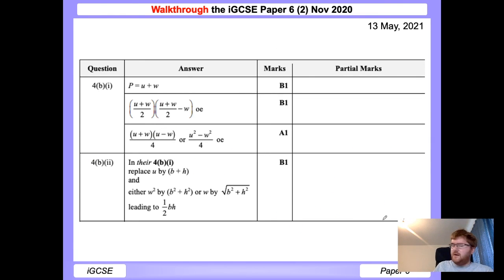So just to show you the mark scheme there. So I use this substitution here, W squared is B squared plus H squared, as well as this one. For 1 mark, that's pretty tough. I would give 2 marks for that personally, but this is what the mark scheme wants you to do. So that's the investigation part of this paper.